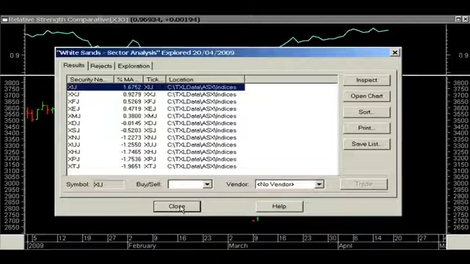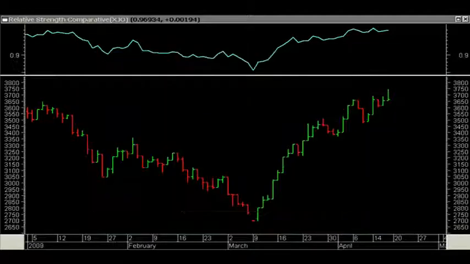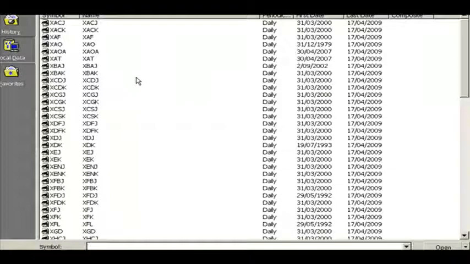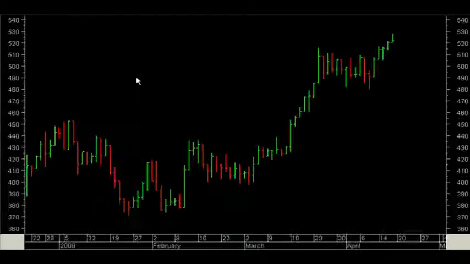And if I simply bring up a chart of the information technology index, we should be able to see in fact what that index has done over the last few months, and we can see how well it has performed. It's moved from a value of around 370 to now be around 500 plus. So we can see there clearly it has performed exceptionally well.